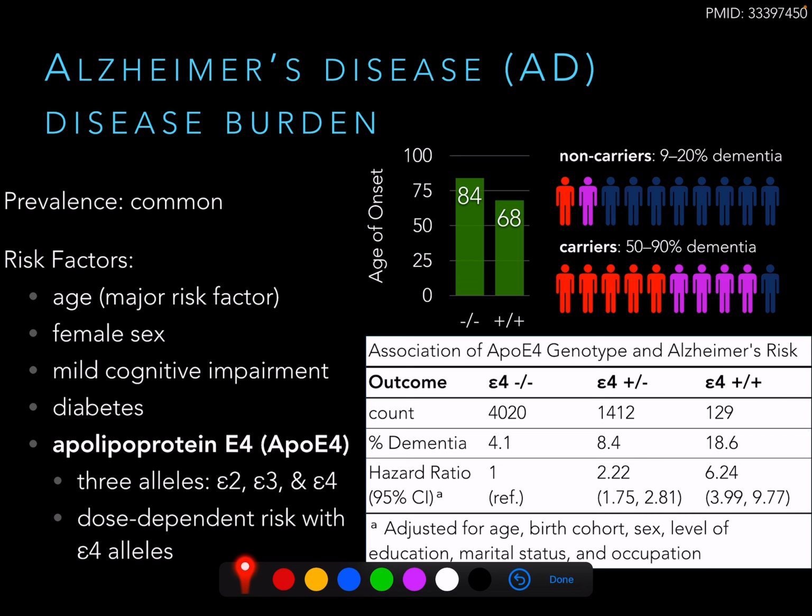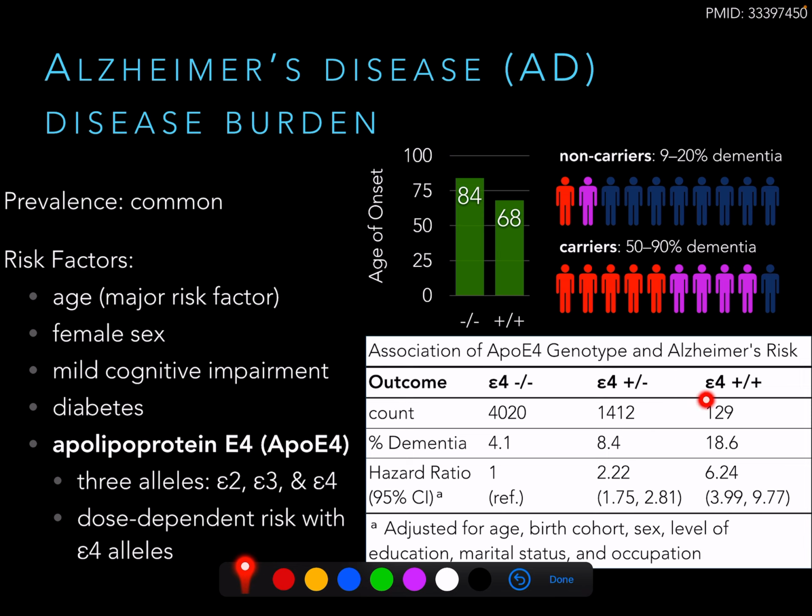So here we can see the dose dependence. If you don't have a single epsilon 4 allele, your risk of dementia we're going to call 1. You can see about 4% of the folks had dementia in this group. If you were a carrier of a single allele, that's right here, so a heterozygote, your risk of dementia doubles. So a little over 8% of them had dementia.